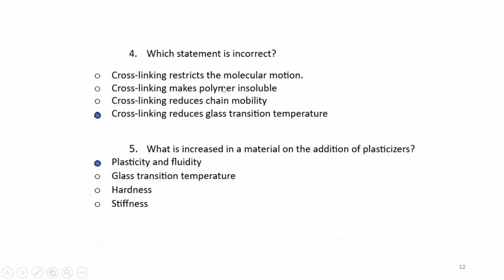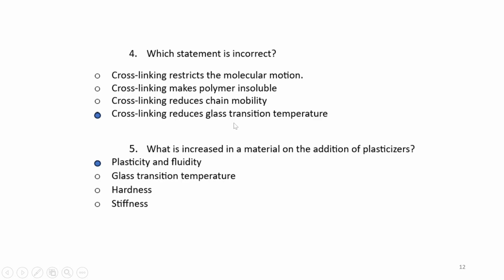And other options are it restricts molecular motion, which is a correct statement. Cross-linking makes polymer insoluble. This is also correct. And it also reduces chain mobility. So this is only incorrect because cross-linking will increase glass transition temperature.